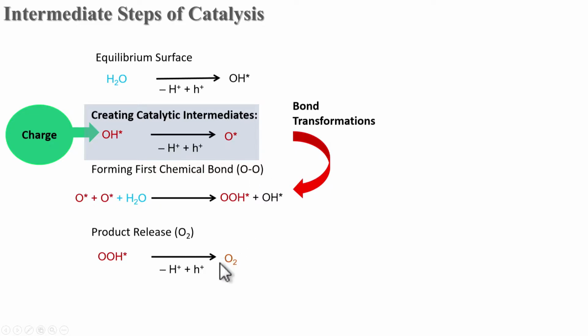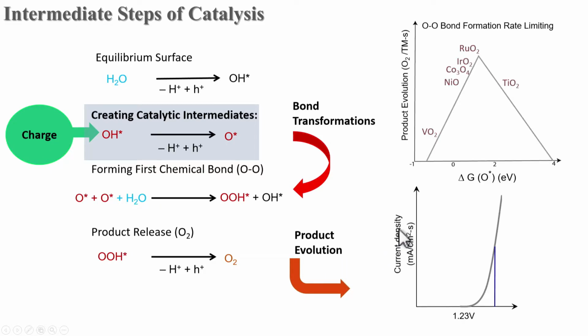Okay? Afterwards, more charge transformations take place, and you create the double bond with the oxygen and release it from the surface. Now, it is thought that one step is the slowest step, which is getting to this first chemical bond, and that controls the product evolution rate. So materials are essentially differentiated by this, where the stability of that catalytic intermediate guides the product evolution rate. If it's too stable, the product evolution rate is too low, and if it's not stable enough, it's also low.